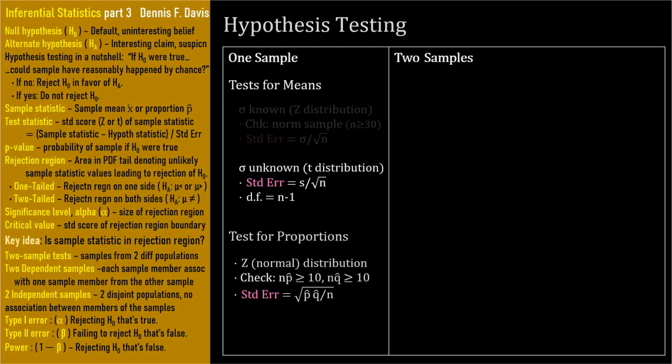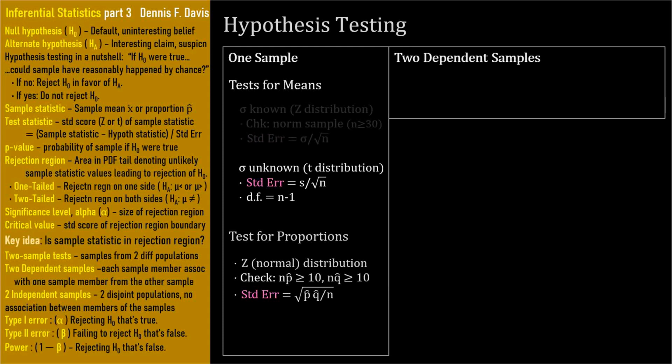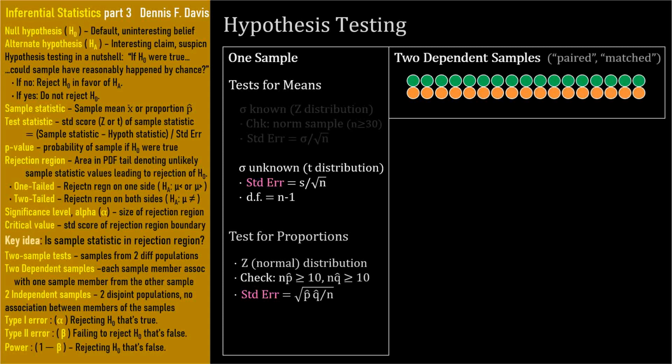For two-sample tests, let's start with dependent samples. Here's our memory aid diagram. These samples are often called paired or matched samples. As we've seen from the memory training example, these tests are just like one-sample tests, with the same formulas for standard error and degrees of freedom.